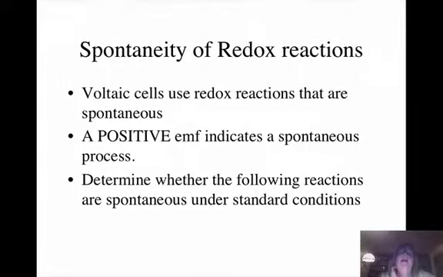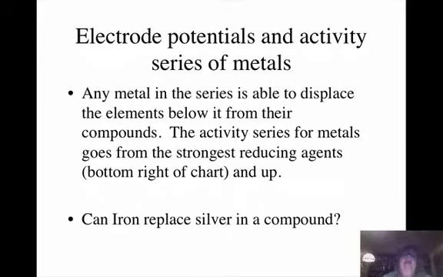Okay, now let's just talk about the spontaneity of redox reactions. If we have a voltaic or a galvanic cell, same name, these redox reactions will be spontaneous. You must come up with a positive cell voltage to indicate a spontaneous process. If they don't give you a balanced equation and you're supposed to figure out what's being oxidized and what's being reduced, make sure that you come up with a positive cell voltage.